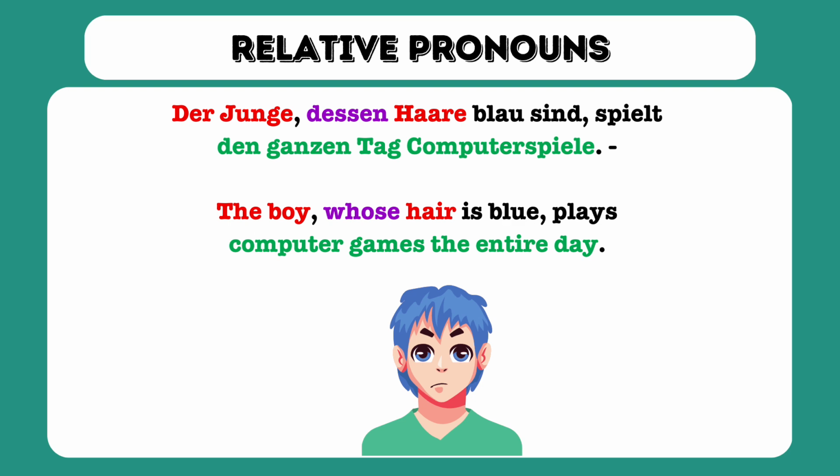Dessen refers back to der Junge. It's a masculine noun, so we use the masculine pronoun to refer to it. We're using this in the genitive case because it is die Haare des Jungen, which is the hair of the boy. But we want to say whose hair rather than the boy's hair. Der Junge, dessen Haare blau sind, spielt den ganzen Tag Computerspiele.